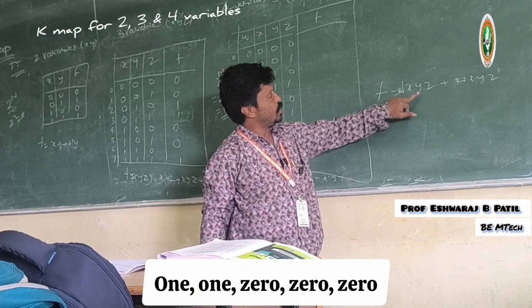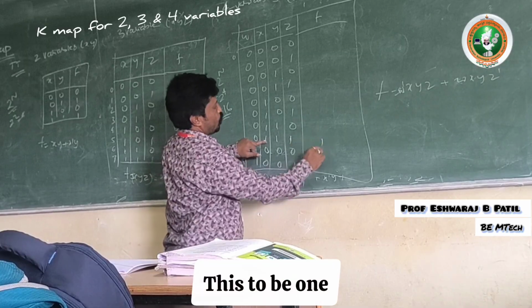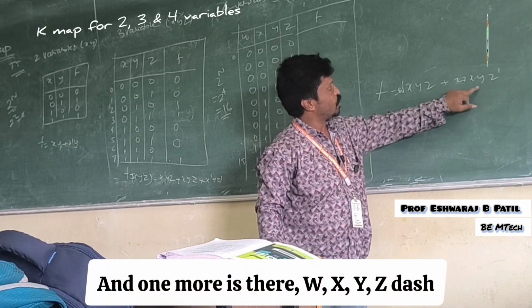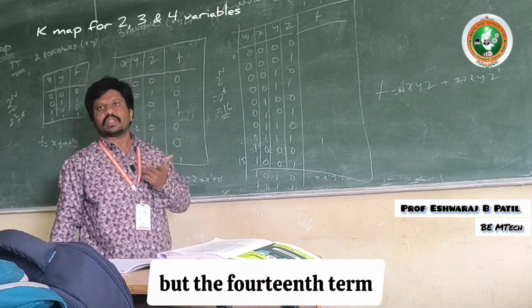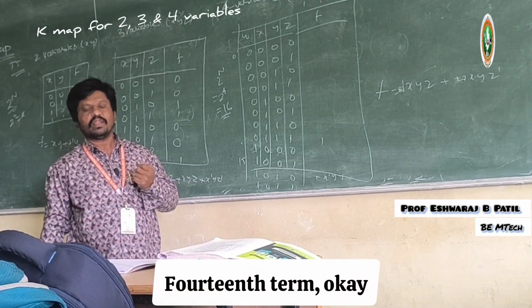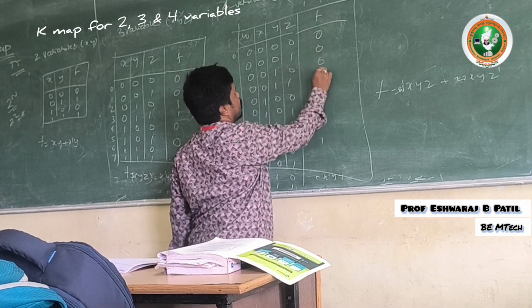1 1 0 0 0. Sorry, 0 1 1 is there. 7th term now. Okay, this is to be 1 and one more is there, w x y z dash, nothing but the 14th term. Sorry, 13th term, that is to be 1. The remaining terms would be 0 only.